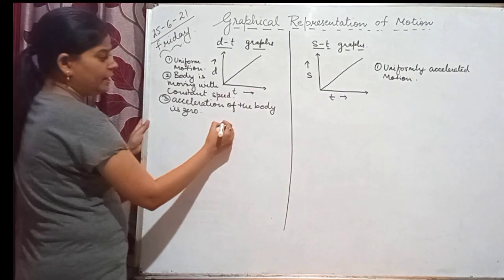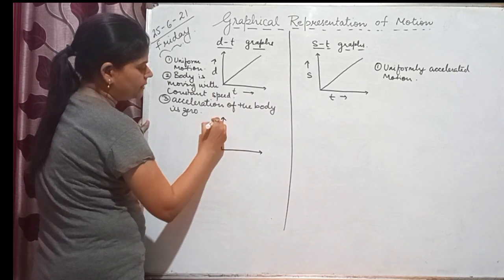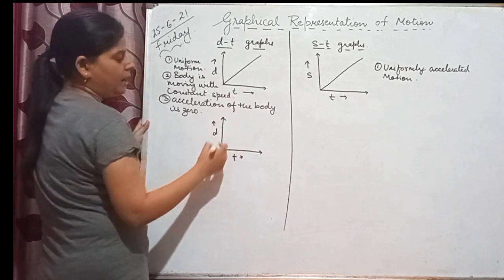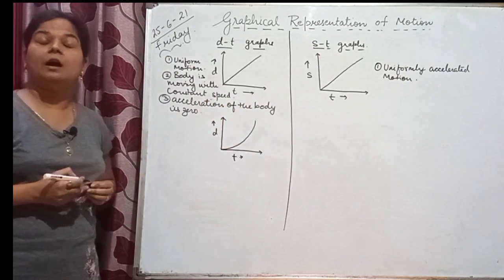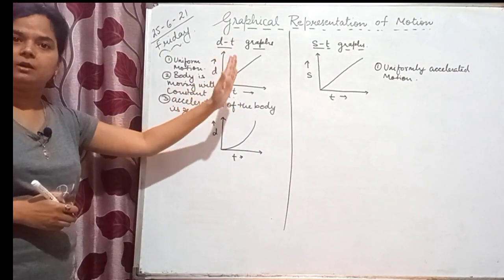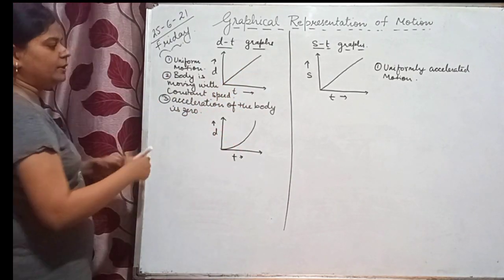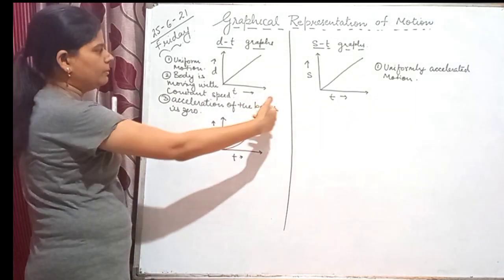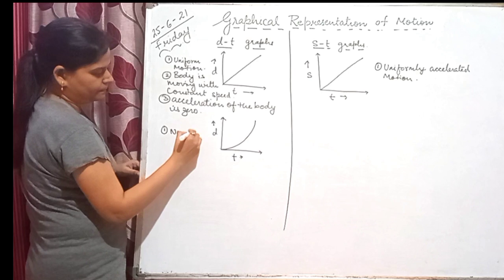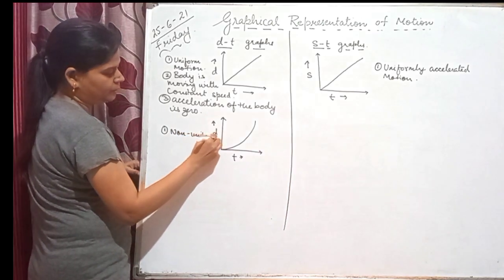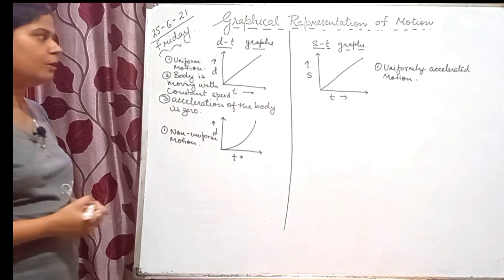Secondly, if we have a distance time graph like this, a line going up in a curved way, a curved line going up. Going up means the quantity is increasing. So this is increasing non-uniformly. So this is representing non-uniform motion. So this type of graph is representing non-uniform motion.